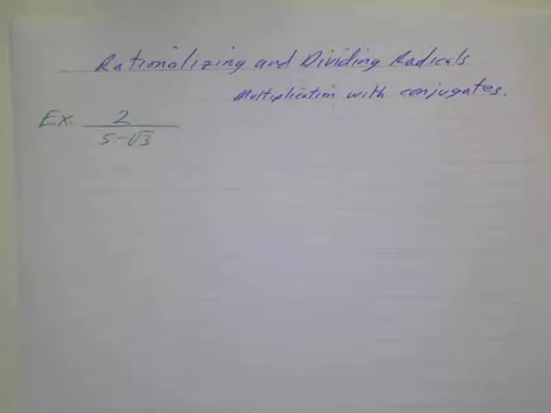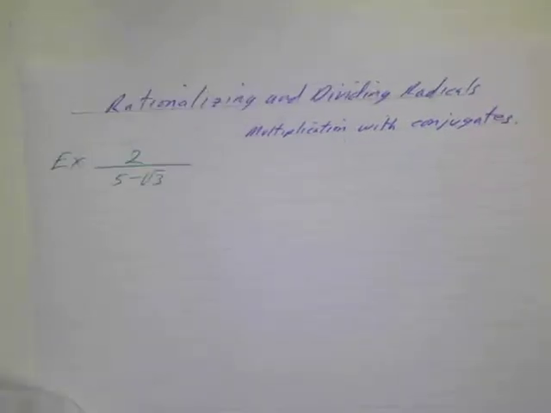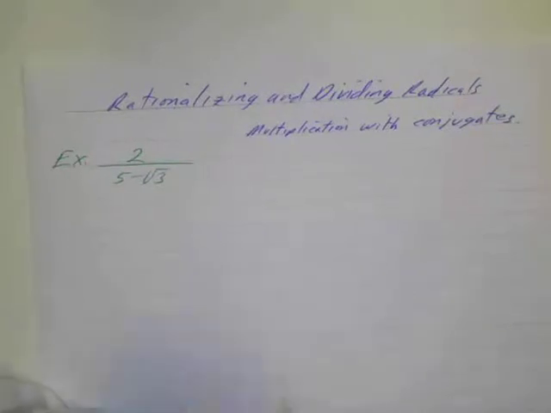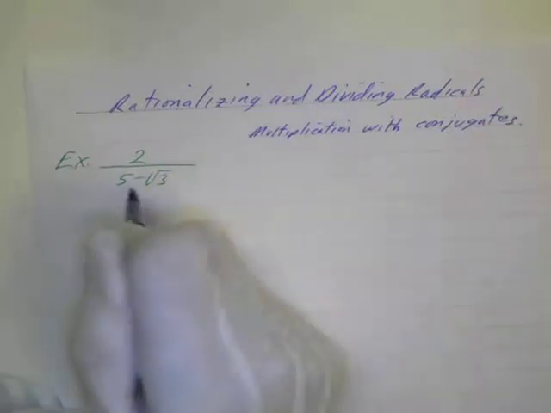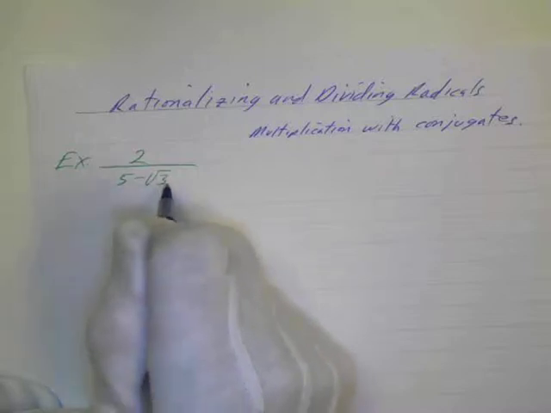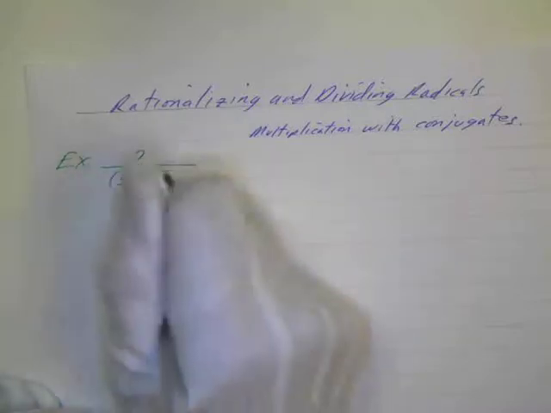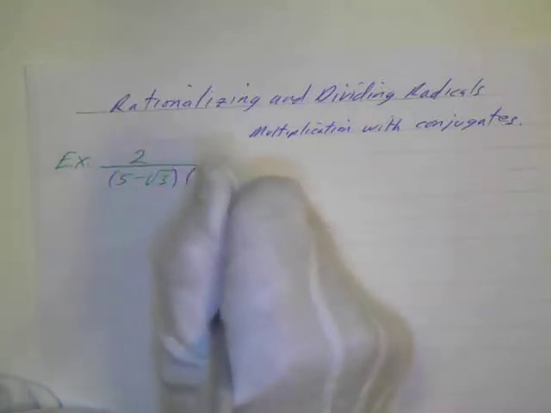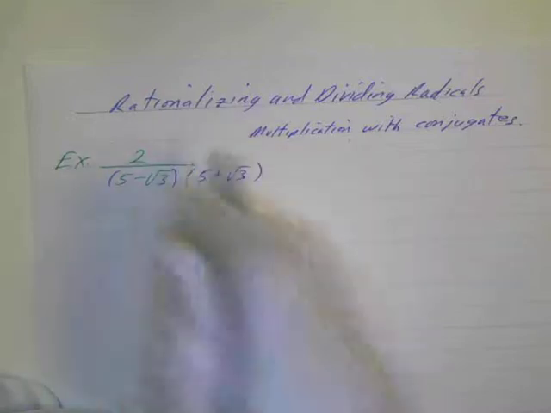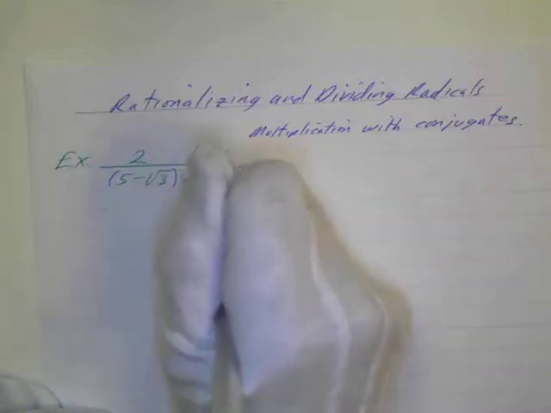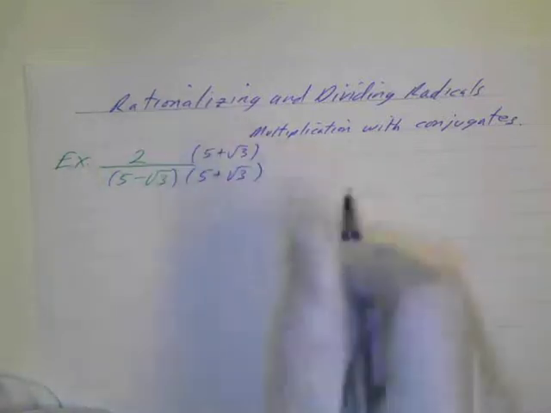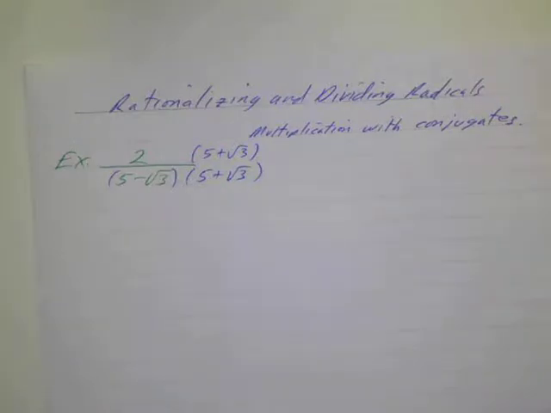Well, we multiply by the conjugate. Remember we showed earlier that the conjugate will rationalize. If you multiply two conjugates, you get a rational number, so we can rationalize by multiplying by the conjugate. So the conjugate of 5 minus radical 3 is going to be 5 plus radical 3. So multiply the top and the bottom by 5 plus the square root of 3. And that's multiplication with conjugates.